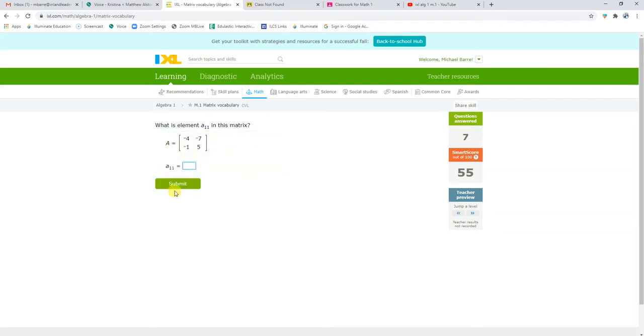What is element 1, 1? Okay, once again, this is row, column. So when I'm looking at an element, this is a row, column. So I want row 1, column 1, which is right there, which is -4.